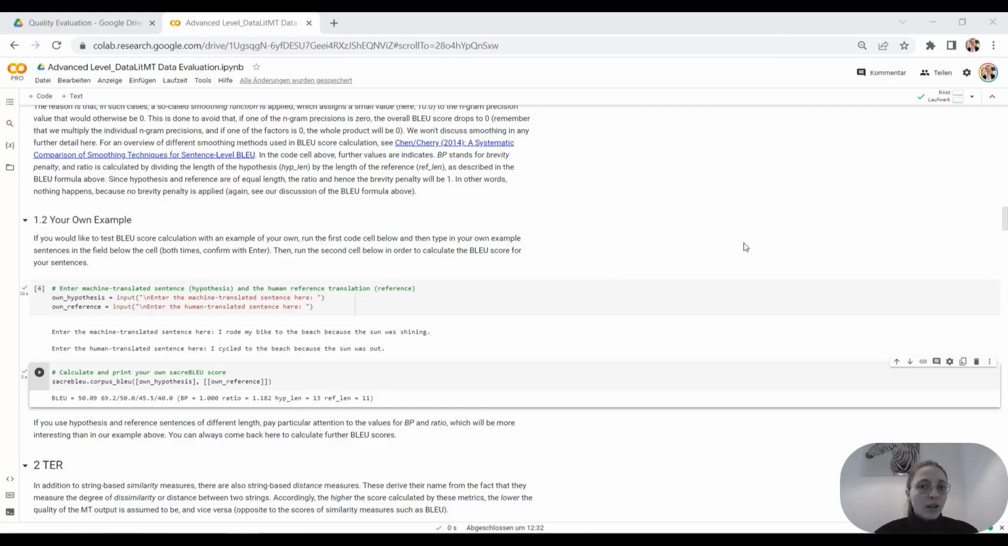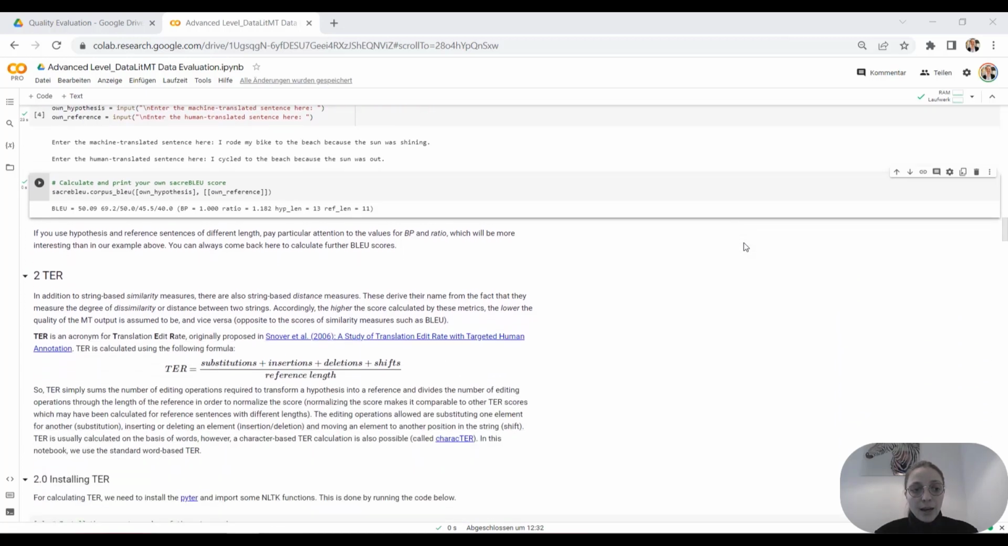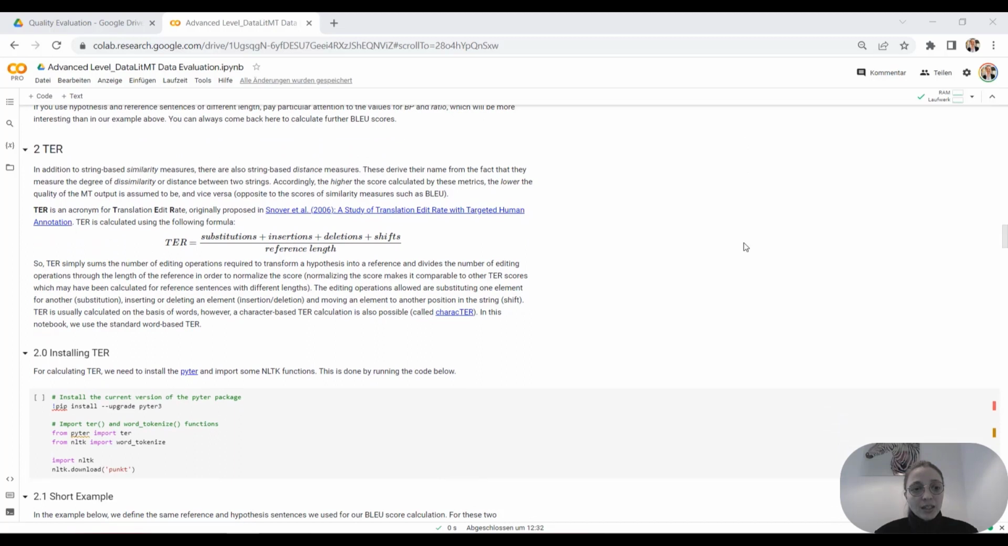So now we can also look at another string-based string matching metric called TER.